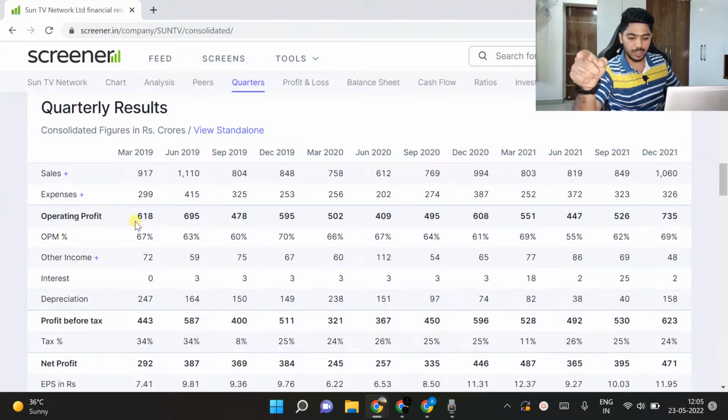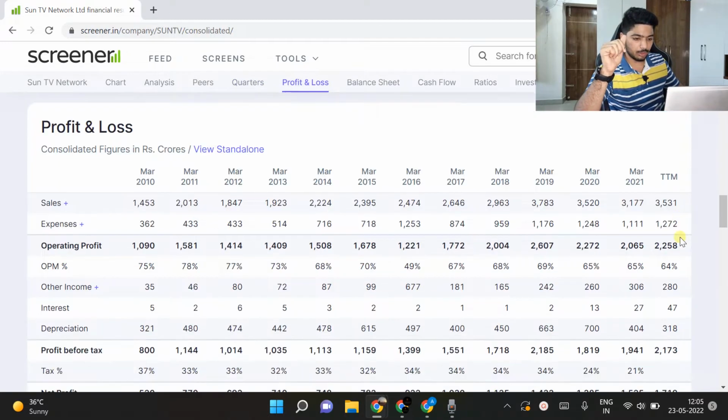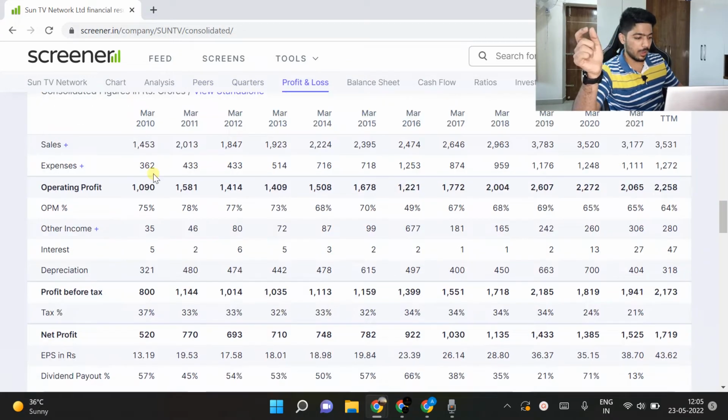Let's see profit, operating profit, net profit. It has been growing, and this segment has been constant. It doesn't fall too much or rise too much, same level. Okay, here also that is quarterly results, and this is profits for annual. See, it has been growing. Now it is 1,719 crores. The net profit.